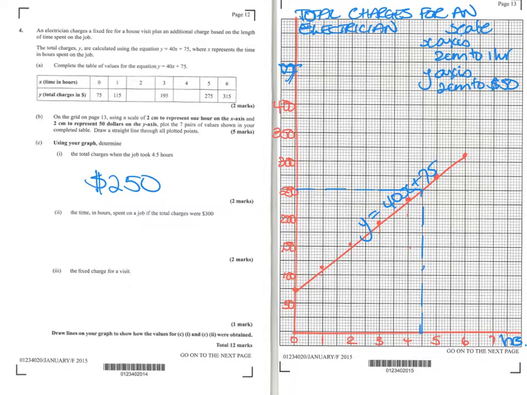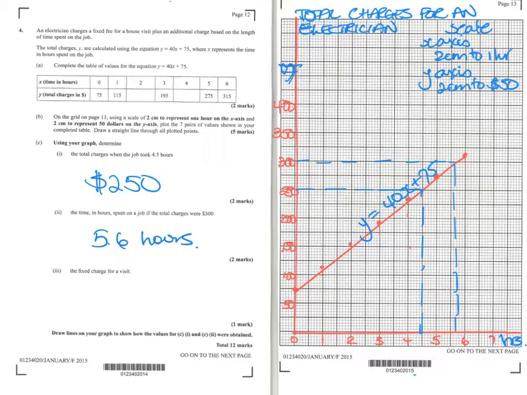The time in hours spent on a job if the total charges were 300. So total charges were 300. So we put in the dotted line from the 300, and we come down to this corresponding x value. And that gives us 5.6 hours.